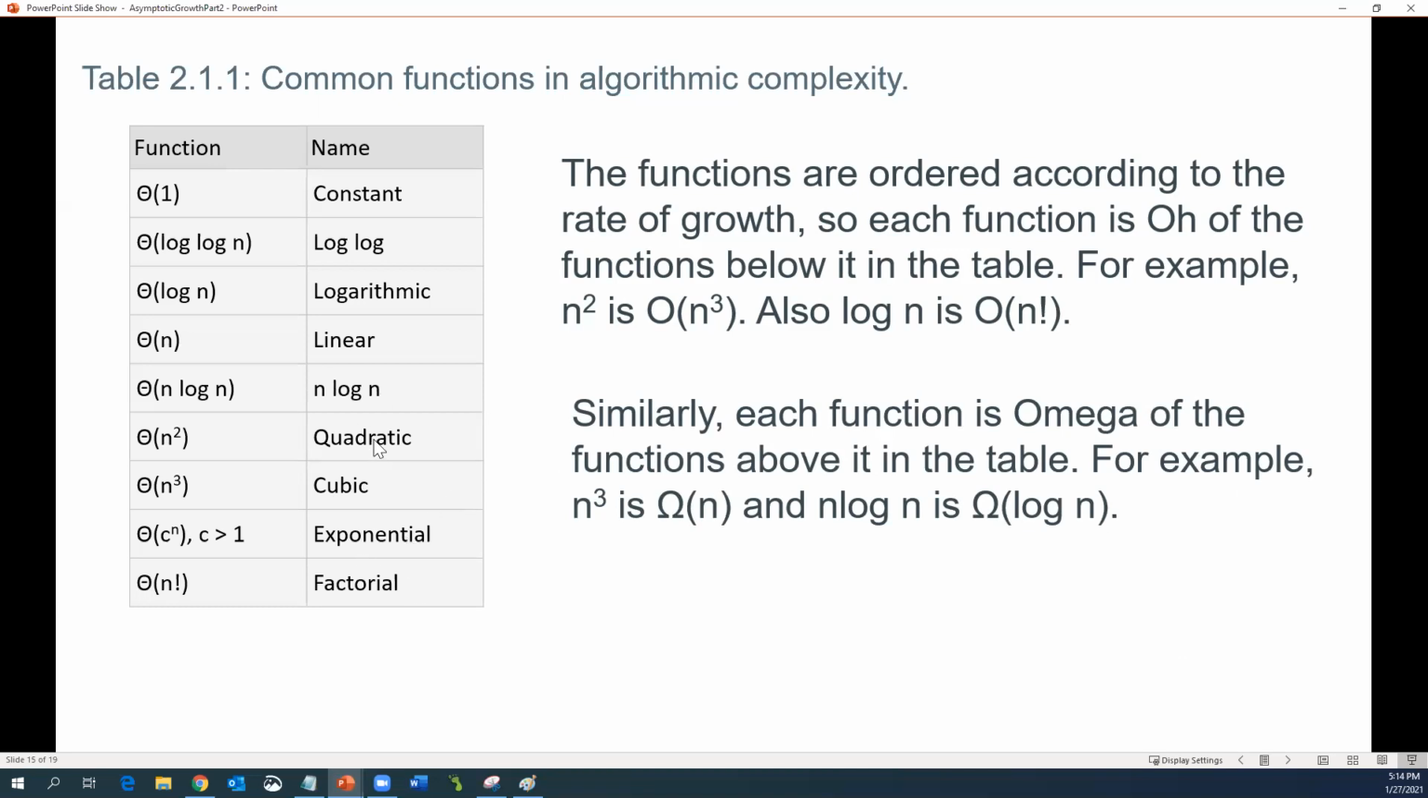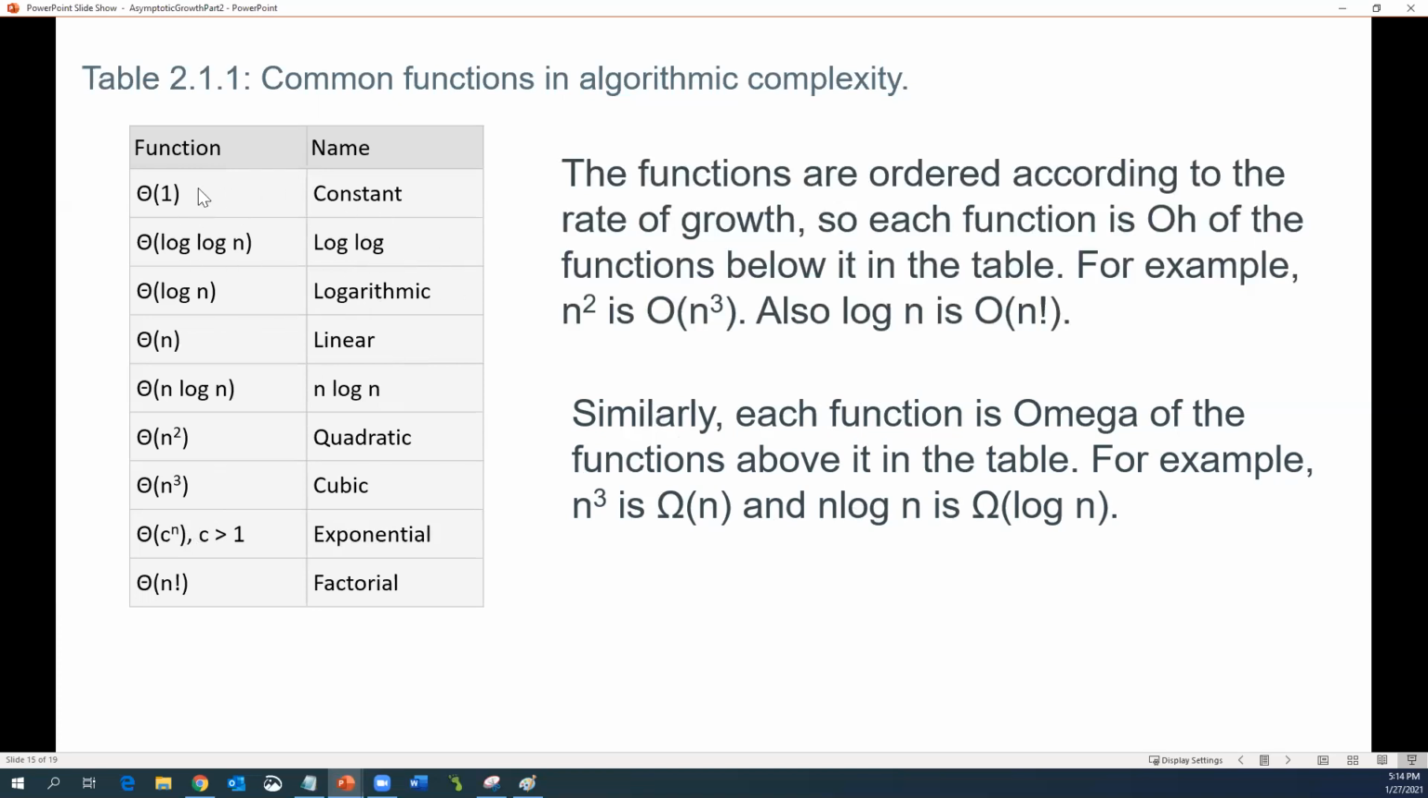And it's the same thing with omega. If you look at something below, any function is going to be omega of any of the functions above it in the table. But again, if that confuses you, just realize that anything down here is going to grow faster than anything up here, right?